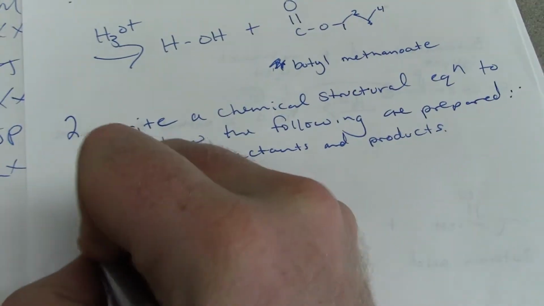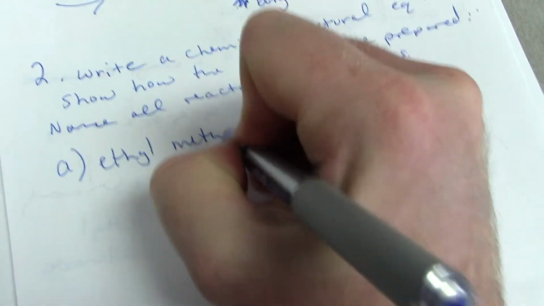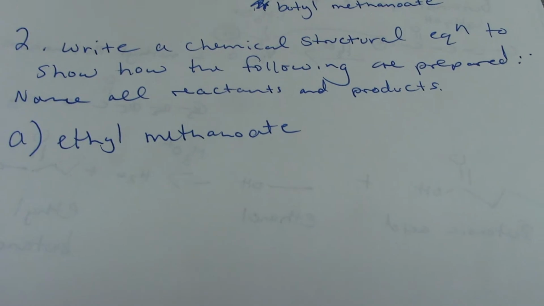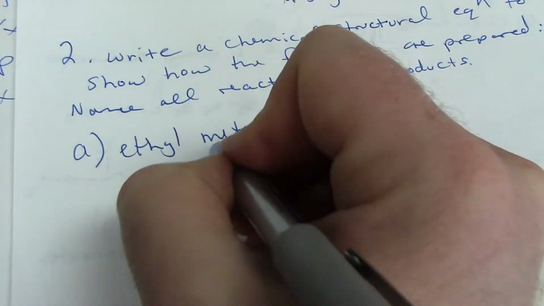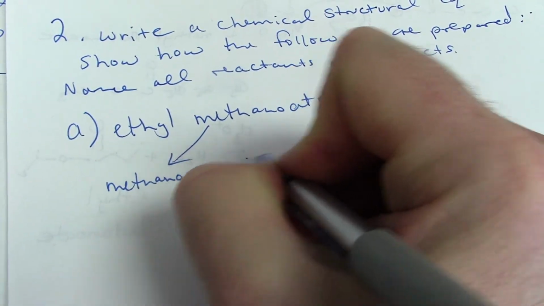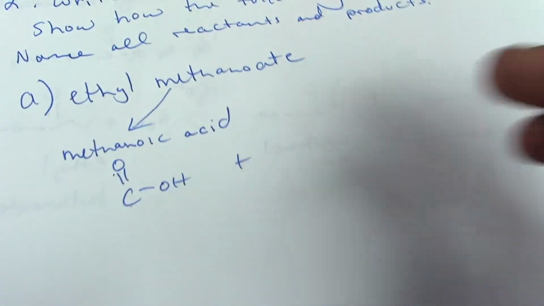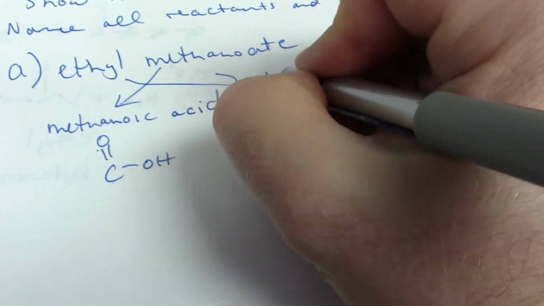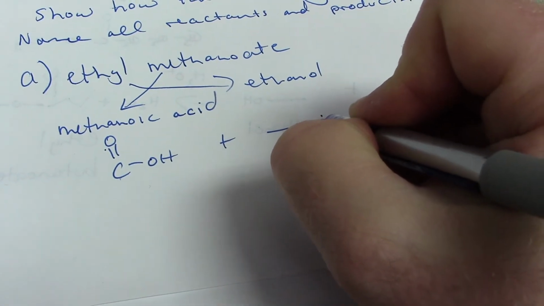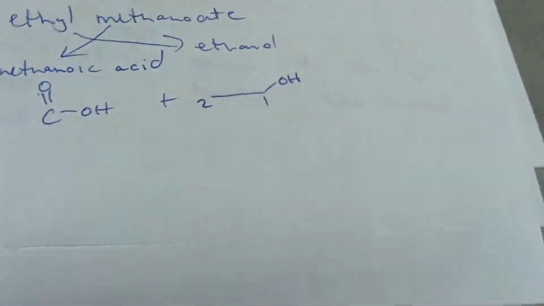Okay, so here's what we have. Ethyl methanoate. So how do we even make that? So I need to have, methanoate, I need to have methanoic acid. Plus ethanol, right?